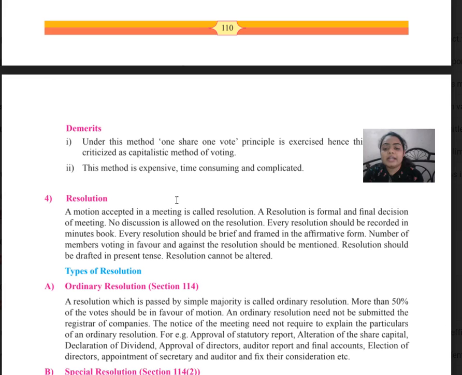So, a resolution is a motion which is accepted in the meeting. Then it is a formal and final decision which is taken, and it should be recorded in the minutes book. Then it should be brief and framed in affirmative form. Affirmative means positive statements should be formed, and no negative comments should be given. Then the number of members voting in favor and against the resolution should also be mentioned, and the resolution should be drafted in present tense and cannot be altered. Once a resolution is taken, it cannot be altered.